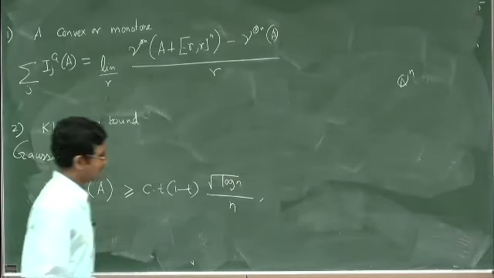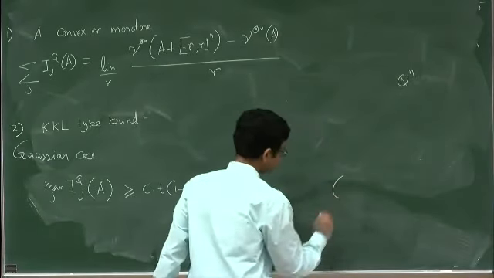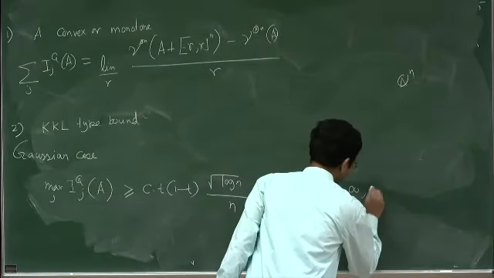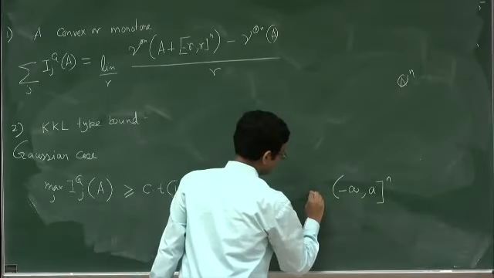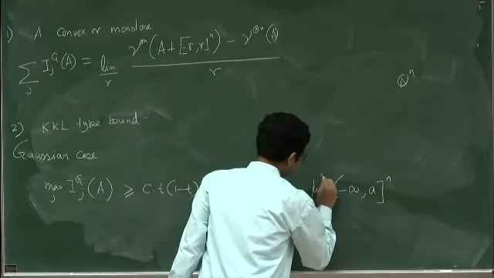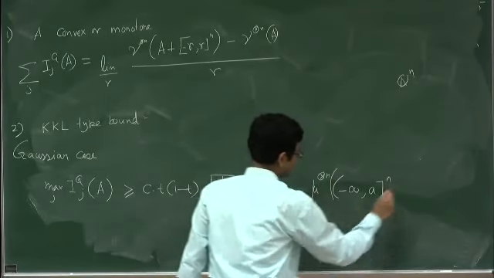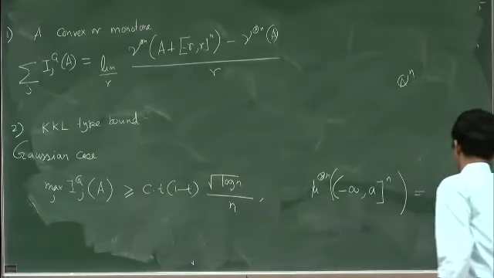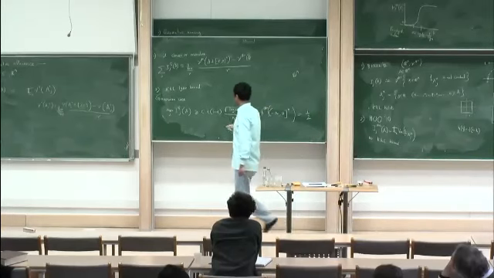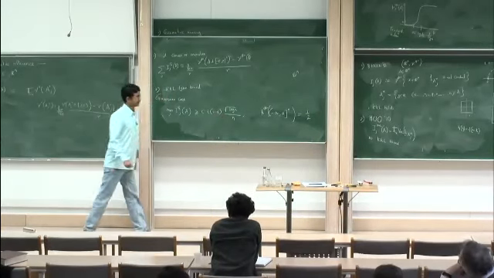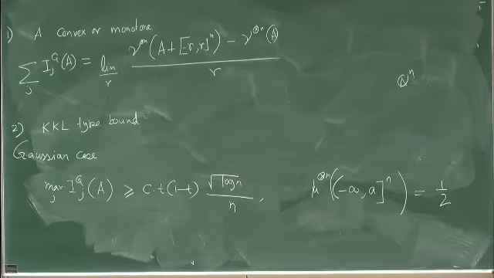If you take one-sided boxes, for example like this, and you choose A in such a way that the box has measure half, then you can easily check that each of the influences is of the order of square root of log n over n. So you cannot do much better here.